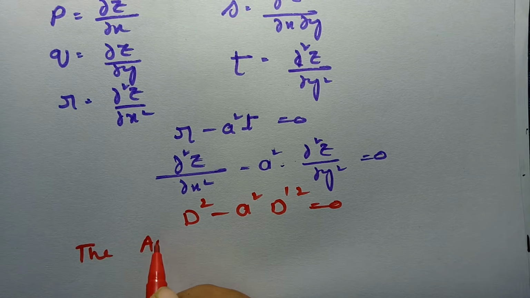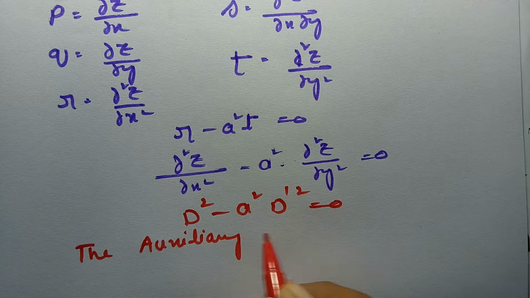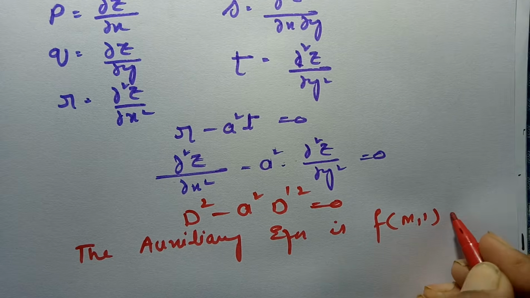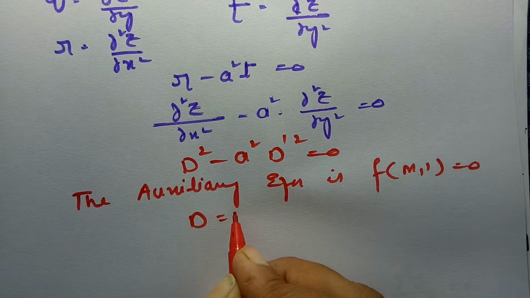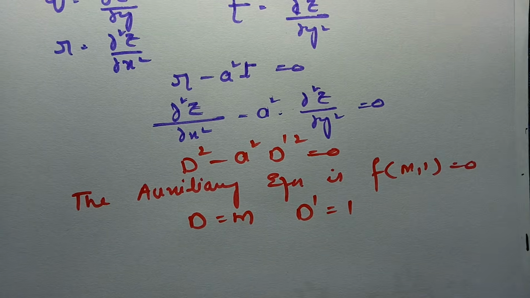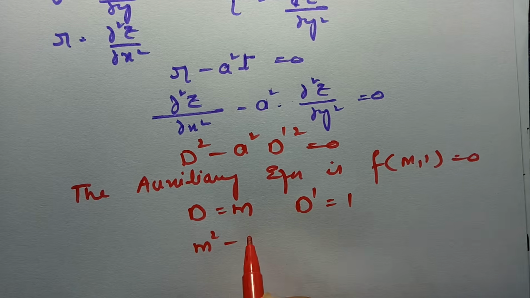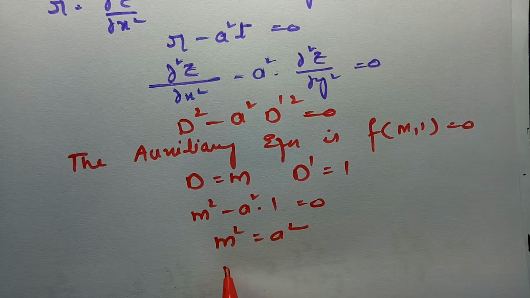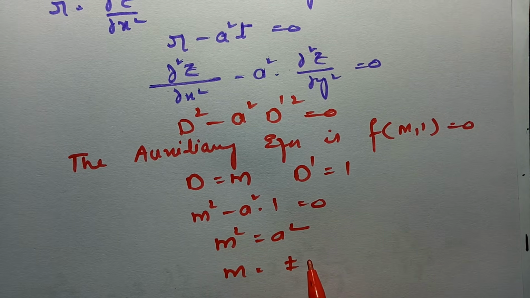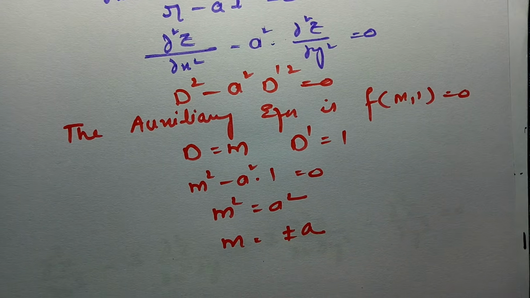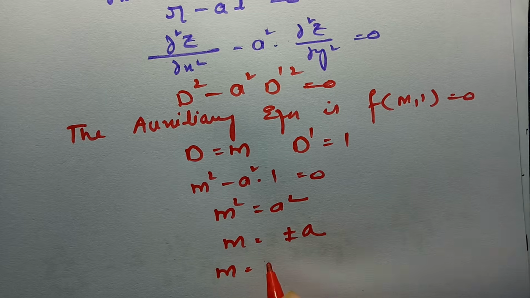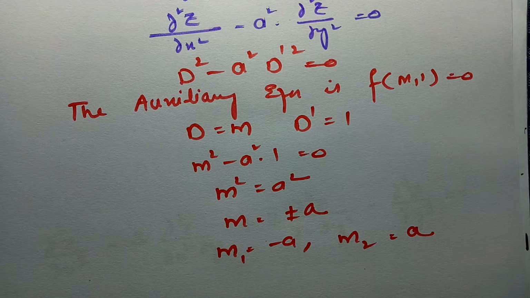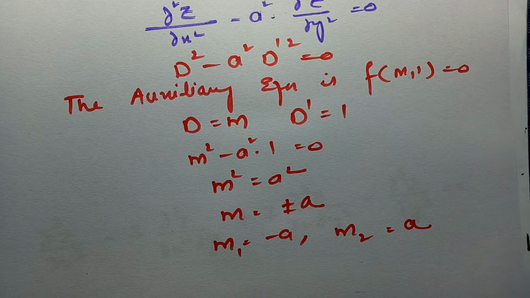The auxiliary equation is f of m comma 1 is equal to 0. So in place of D I have to write m, in place of D dash I have to write 1. So this will be m square minus a square into 1 is equal to 0. So m square is equal to a square and m is equal to plus or minus a. So m1 is equal to minus a and m2 is equal to plus a.